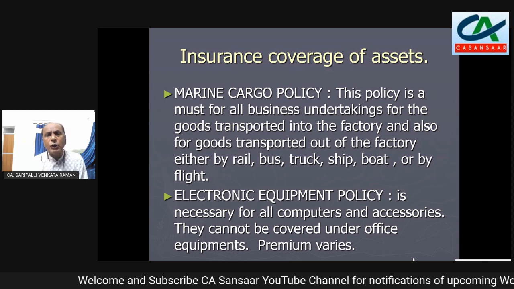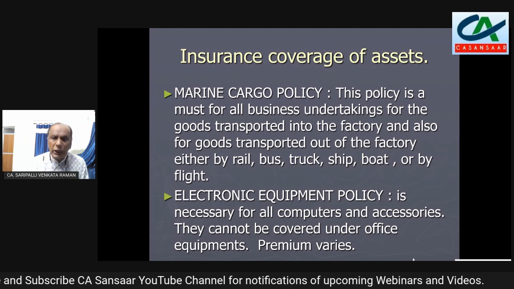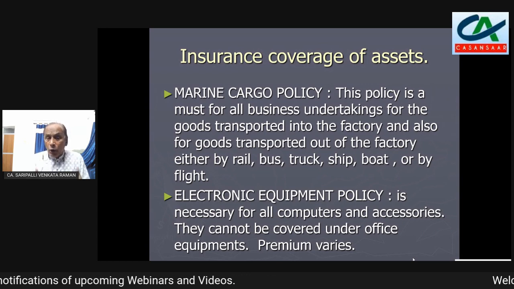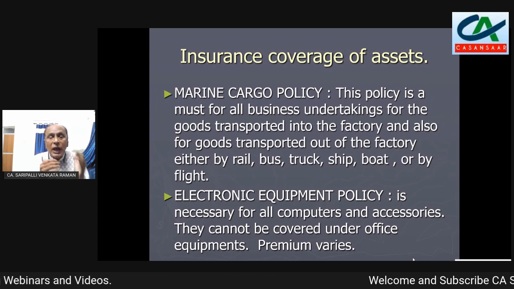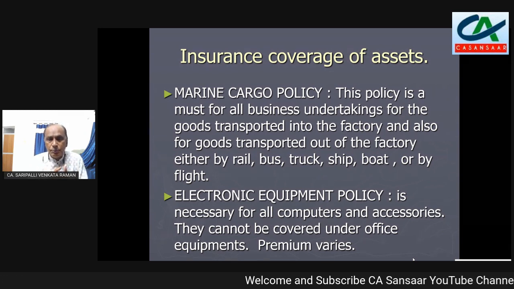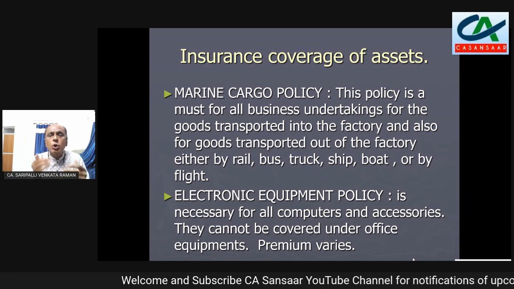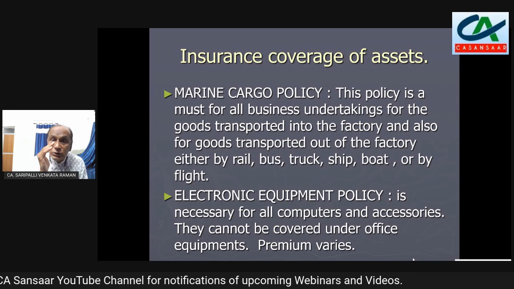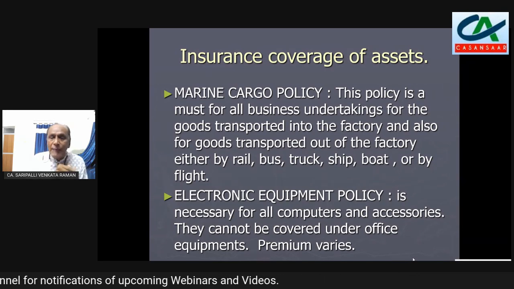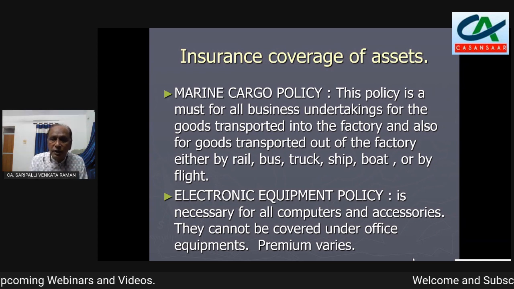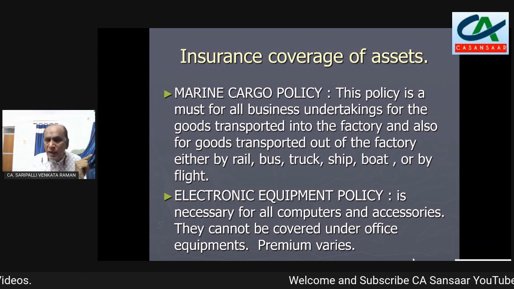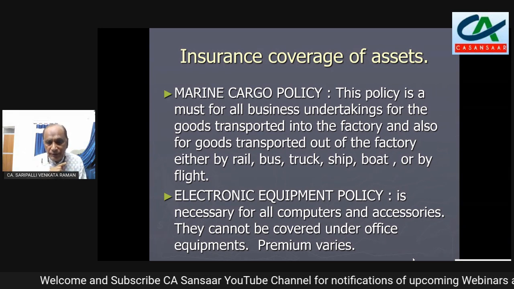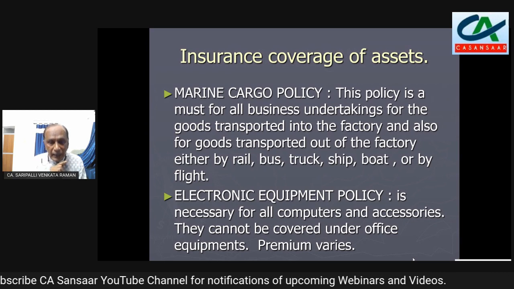Now, coming to electronic equipment policy. Electronic equipment policy is meant for all computers and accessories. All computers and accessories have to be insured under this policy. At times, people don't understand this aspect and they insure the electronic equipment, that is computers and accessories, under office equipment policy, which is not right. Because if there is a claim later on, the insurance company will say that you have not informed us that you had computers in your office equipment, and they might even deny the claim.